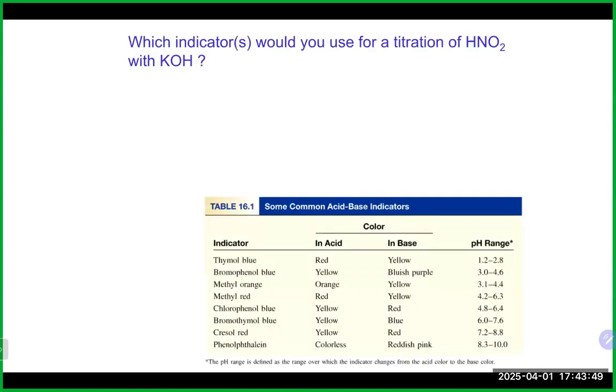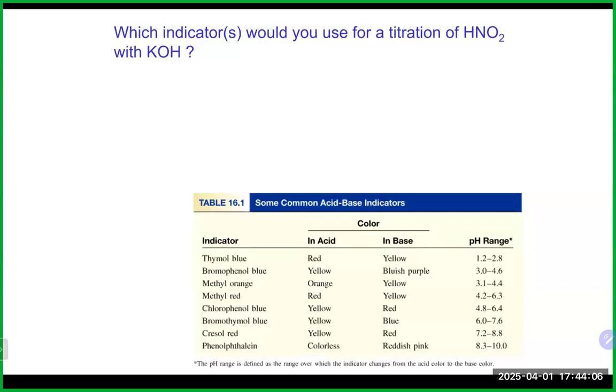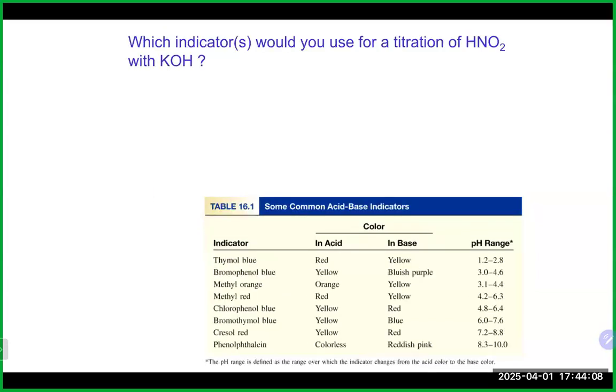So why don't you take a look at one here, and you can see in our table some indicators and the pH ranges over which they work. So for a titration of HNO2 with potassium hydroxide, which indicators from this list would be good ones? So take a moment and think about the titration and think about which ones here would be pretty good choices, perhaps.